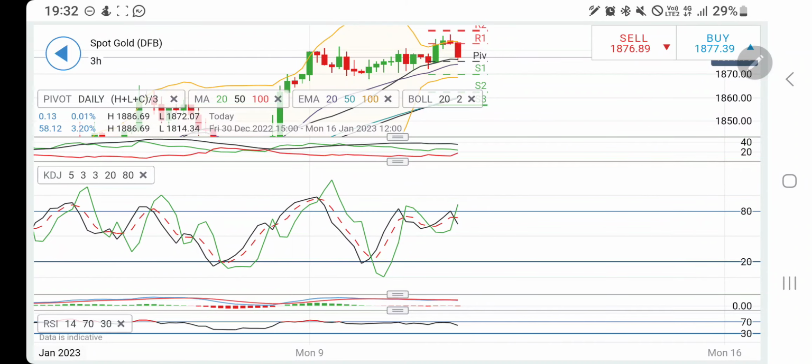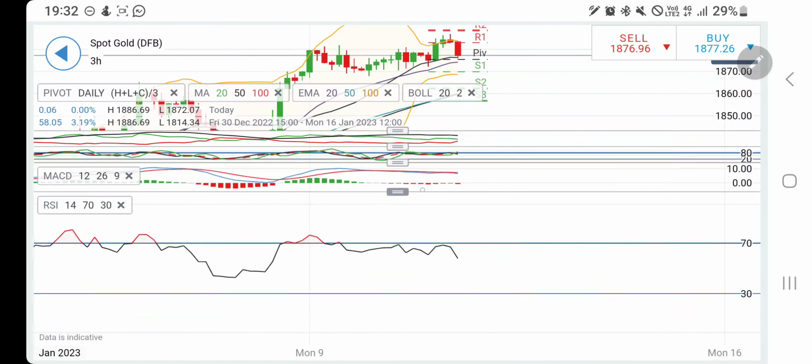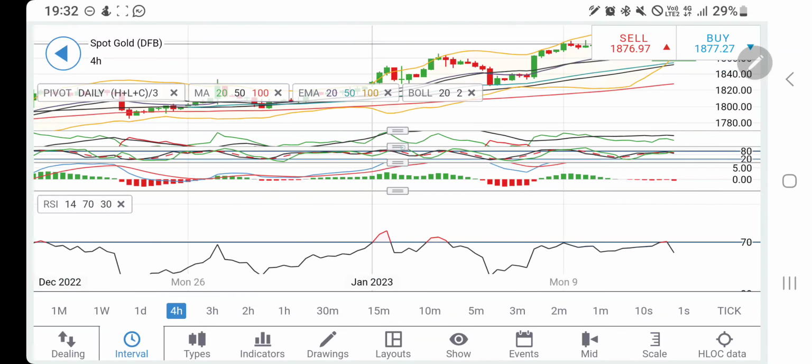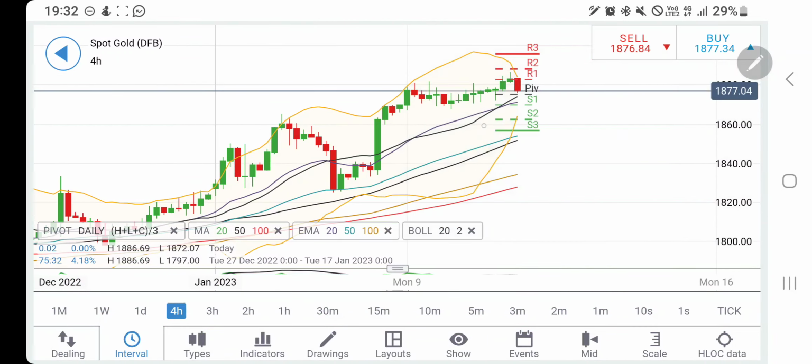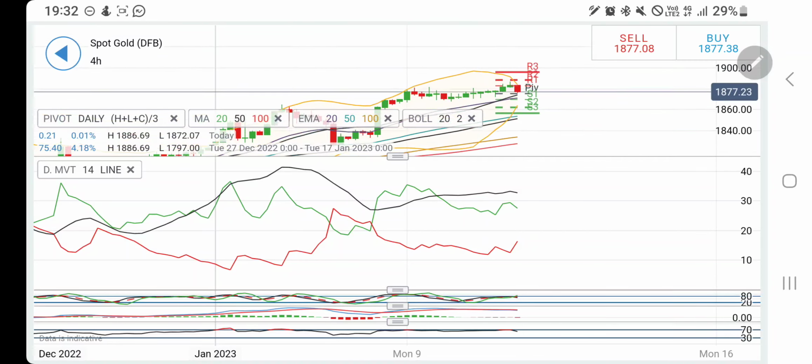Directional movement moderately bullish, stochastic dropping from the highs. The MACD on the 3-hour charts is still bearish, RSI looking down. Similar observation on the 4-hour chart. This is the first red candle. Probably there could be a follow-up red candle too, and hence you need to be cautious there.